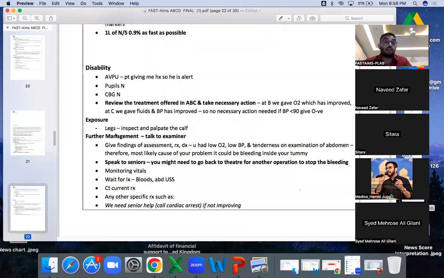Then on the exposure scenario, similarly, if anything is left behind, you are going to see it. In this scenario, talk to the examiner. You will say that this was done, and you might go to the theater to stop the bleeding. If you find any abdominal pain, and you are giving everything but he is not getting better, that means internal bleeding is going on. You should say, I am going to call the senior, and we are going to call the surgery department who did the surgery so that they can go ahead.